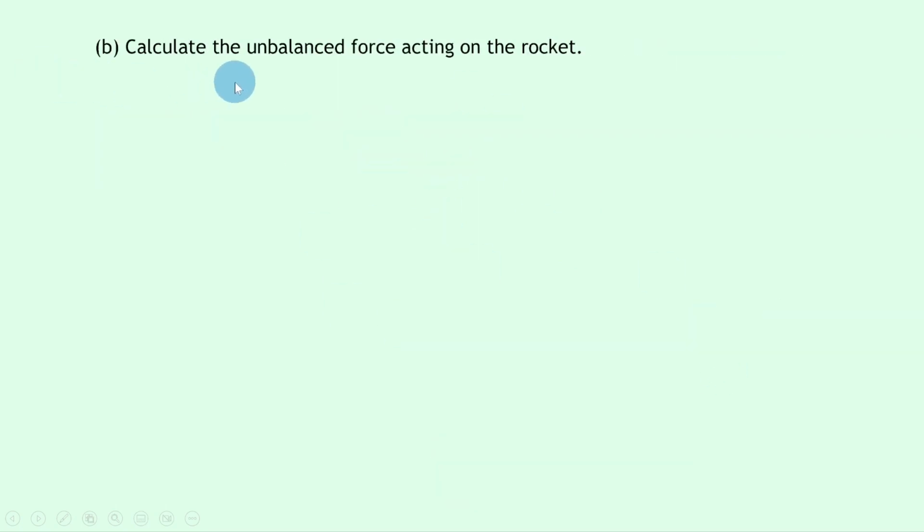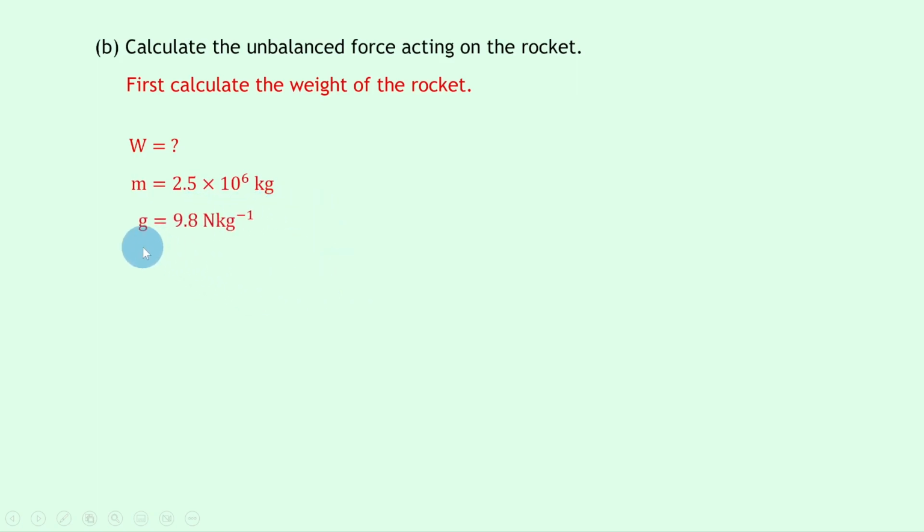Part B then says to calculate the unbalanced force acting on the rocket. Well, to do this, we first need to calculate the weight of the rocket because we only know the thrust force right now. So let's write down what we know from the question. We're trying to find the weight W. We know the mass is 2.5 times 10 to the 6 kilograms and g on Earth is 9.8 newtons per kilogram. So writing down our equation, we have W equals mg. Substituting in the numbers gives us 2.5 times 10 to the 6 times 9.8, and if you put that into your calculator you should get an answer of 2.45 times 10 to the 7 newtons.